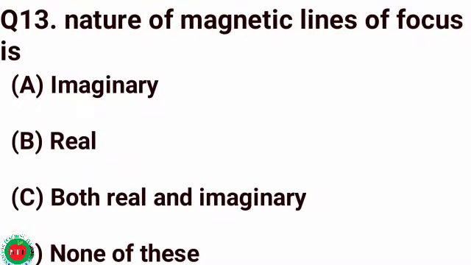Question number 13: The nature of magnetic lines of force is A, imaginary; B, real; C, both real and imaginary; D, none of these. And the right answer for this question is imaginary.